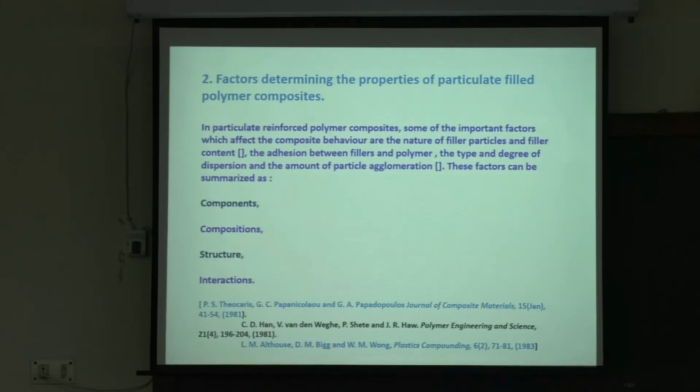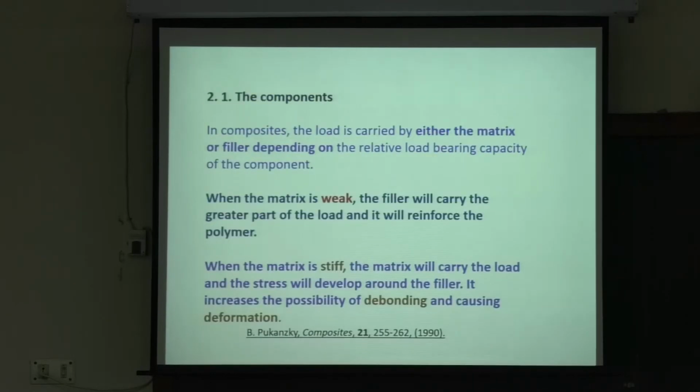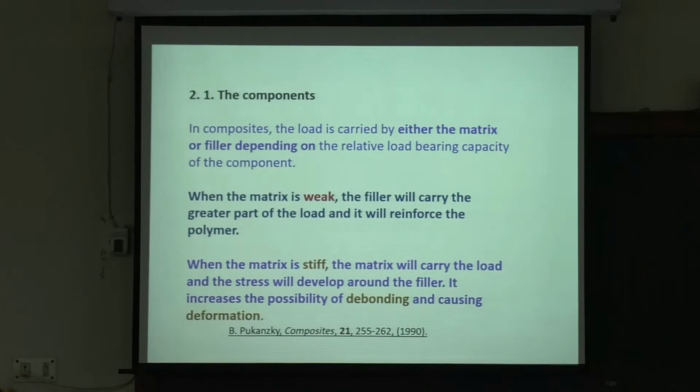Now the factors determining the properties of particulate composites are the components, their compositions, structures and interactions. These are listed in the published literature. Now the load is carried either by the matrix or filler depending on the relative load bearing capacity. What it means is the matrix is holding the particles. When you're applying the load, naturally the load is going to the matrix. Now if the matrix is strong, it will carry the load, and the reinforcement can do some. But if the matrix cannot take the load, it will quickly transfer the load to the reinforcement, whether particles or other things, before breaking.